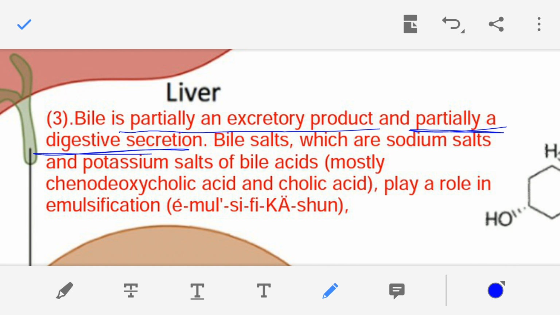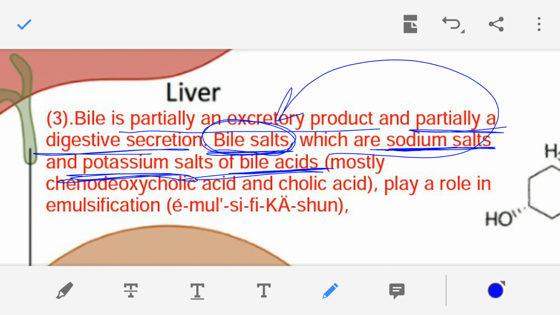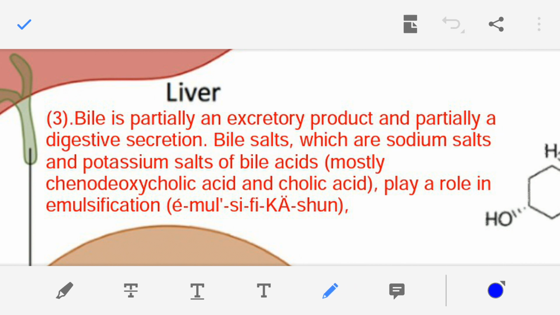Now in the bile, bile salts are present, and what are these bile salts made up of? In the formation of bile salt, the bile acids combine with sodium or potassium. So the salts of sodium and potassium of the bile acids are known as bile salts. So what are bile salts? Sodium salt or potassium salt of the bile acids. Which acids?